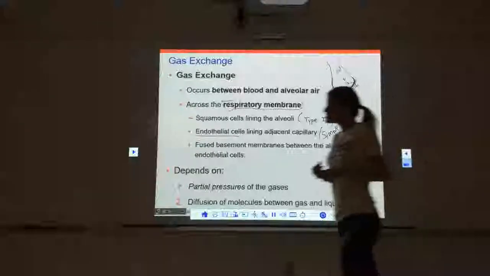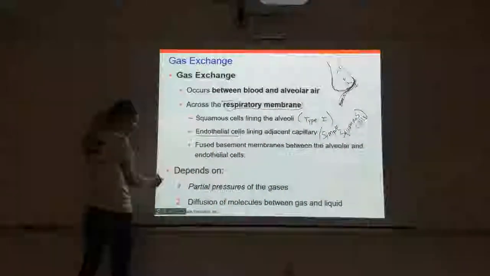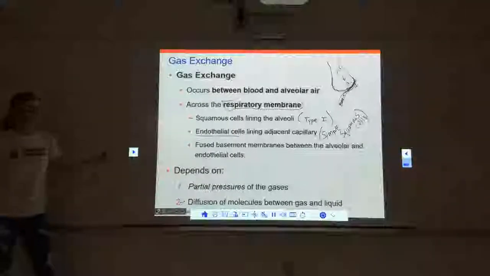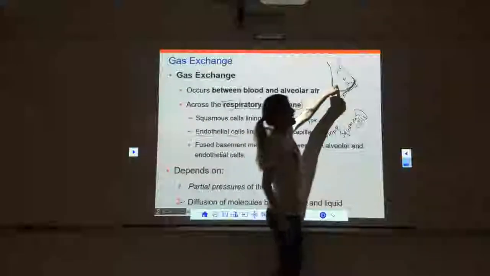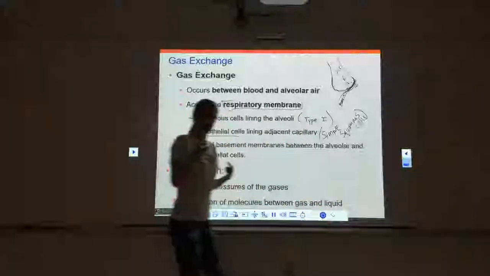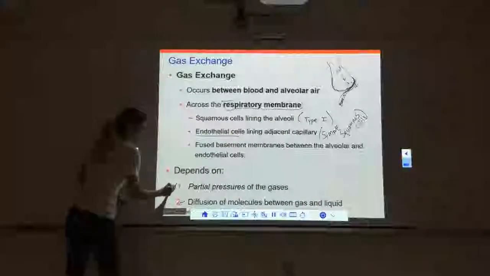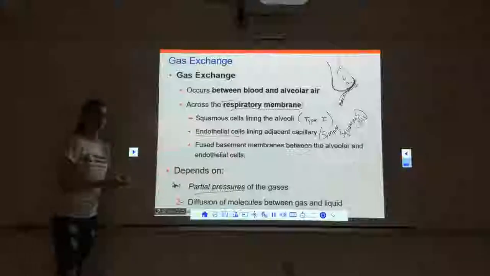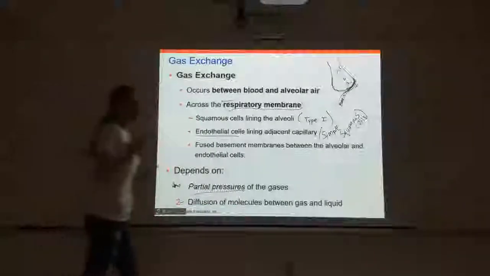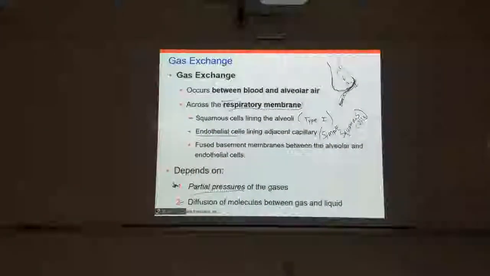When we look at gas exchange, we'll see that it depends on, one, the diffusion of a molecule between a gas and a liquid, right? That's kind of different, right? This is a gas in the air, the blood is a liquid, so we have to see things cross between the air and the liquid. And then what's going to be really important to us are the partial pressures of the gases. Okay, so partial pressures of the gases. Because the atmospheric air, the air we breathe, is actually a mixture of gases. It's not just pure oxygen that we're breathing. It's a bit more complicated.